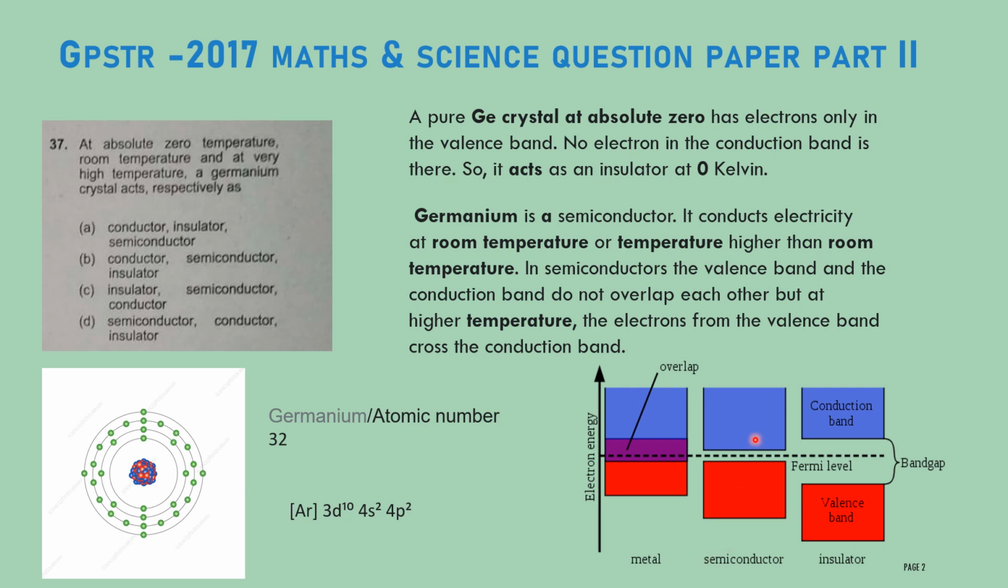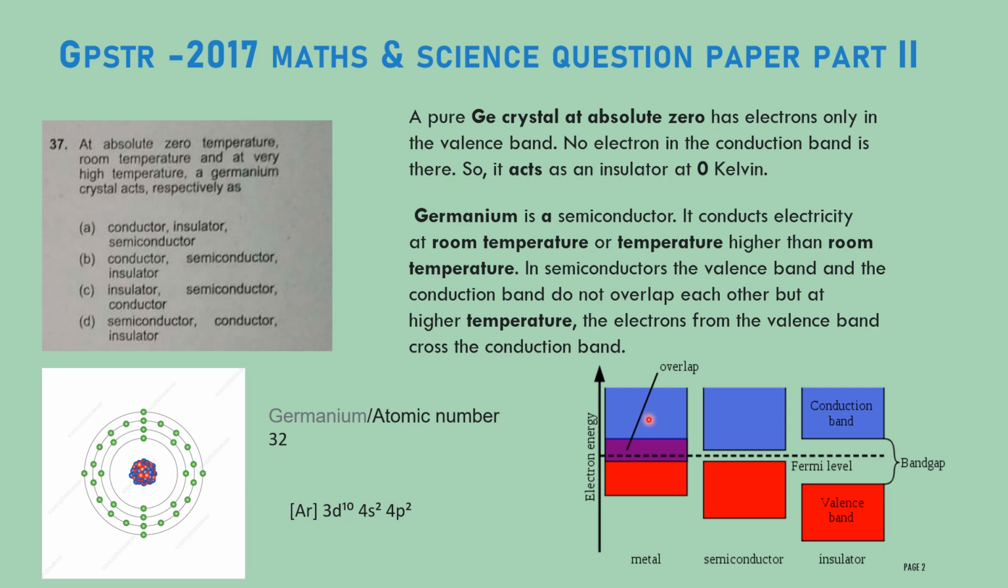One more thing you have to remember here: at room temperature, the energy gap between the conduction band and valence band is decreased compared to an insulator. Therefore, the valence electrons acquire some amount of energy, and then they can easily jump from the valence band to the conduction band.